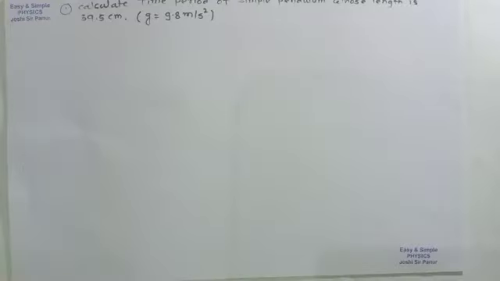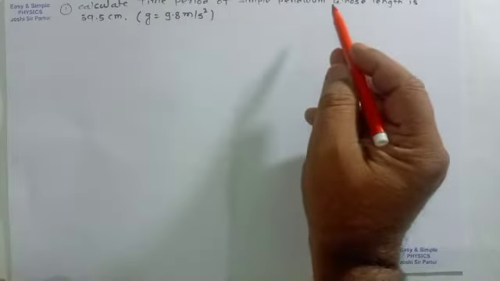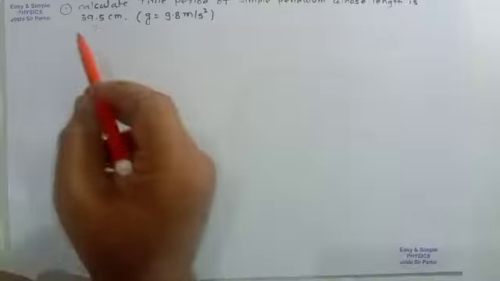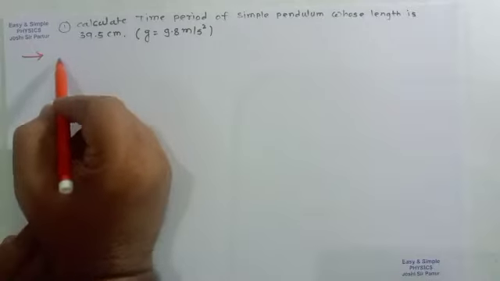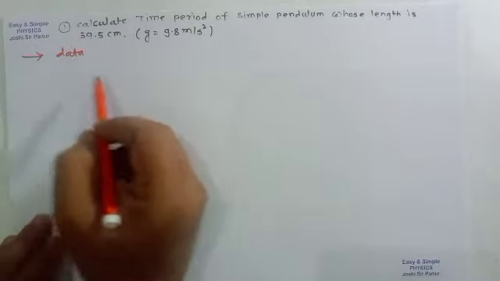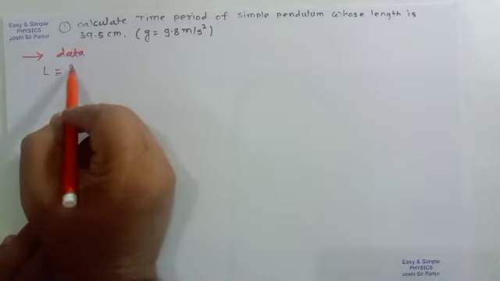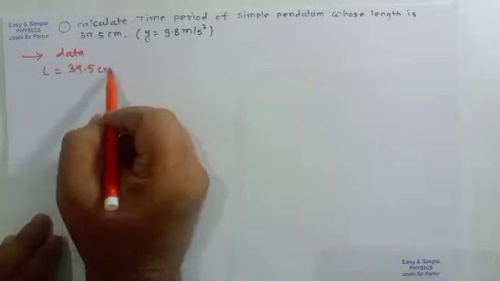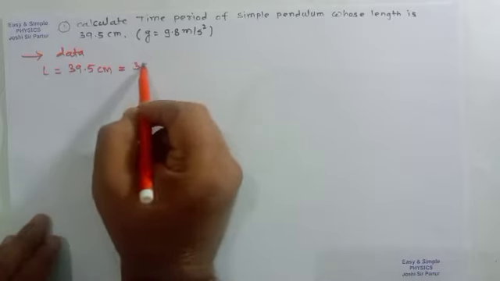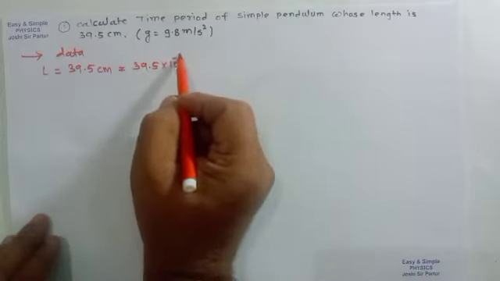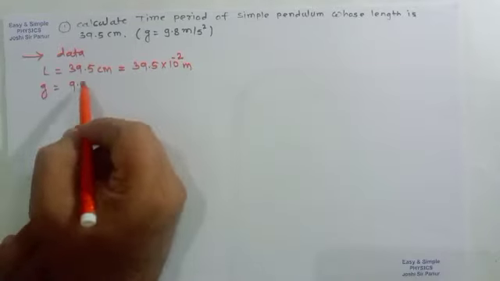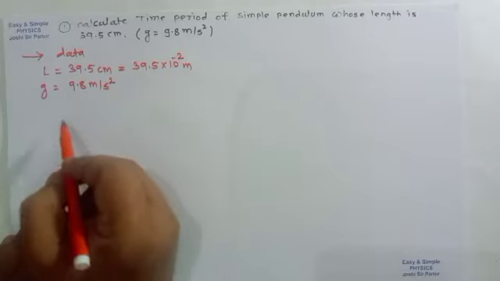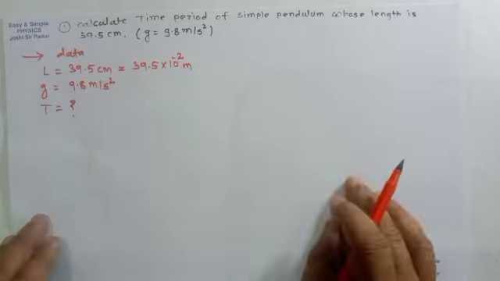So the first example is: calculate time period of simple pendulum whose length is 39.5 centimeter. See here, in this example we can write the data. Length is given, that is 39.5 centimeter, which is also written as 39.5 into 10 to the power minus 2 meter. The value of g is given 9.8 meter per second square, and we want to find time period.